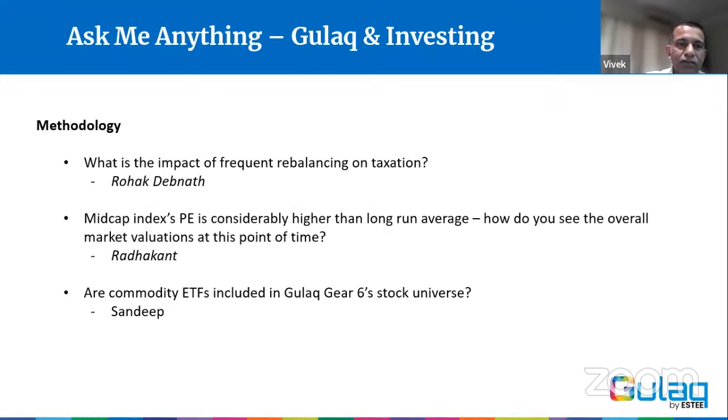Okay, methodology. What is the impact of frequent rebalancing on taxation? Rohak has asked. So Rohak, the way it will work is almost all our profits would come under short-term capital gains tax, and you'll need to pay those short-term capital gains tax, which is 15%, right? So that 15% of profits is something that you'll need to deduct. So what we'll do is next time maybe we'll share the exact calculations also.